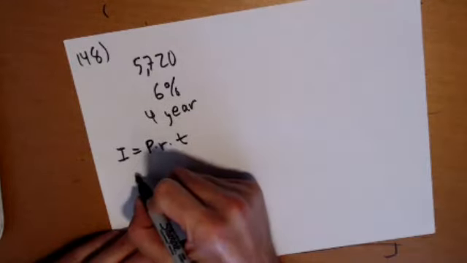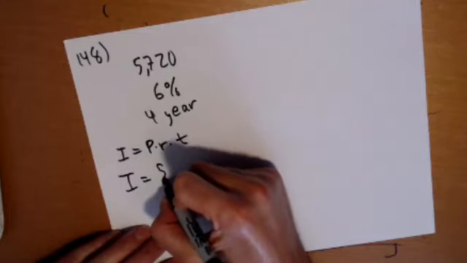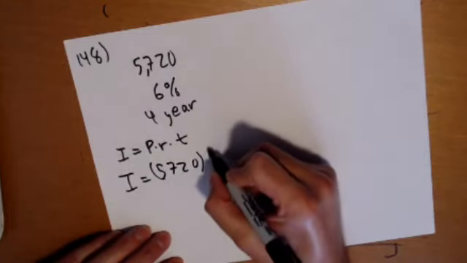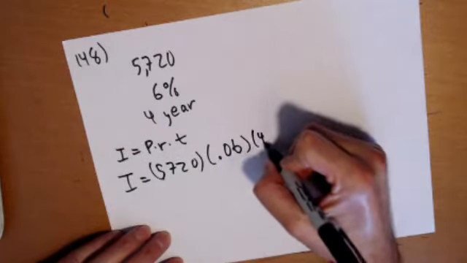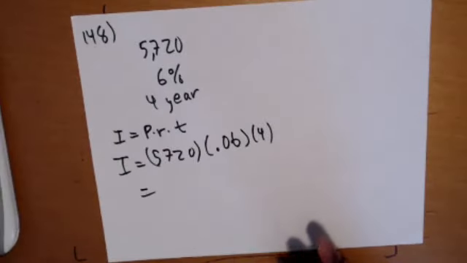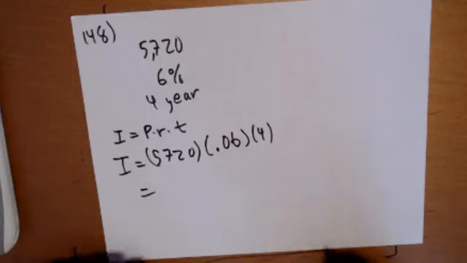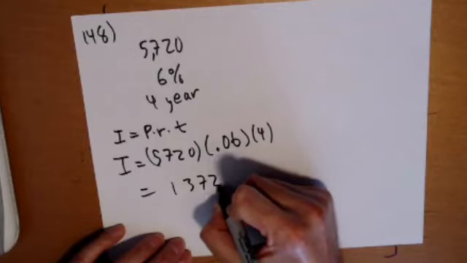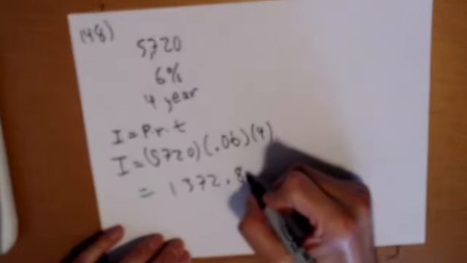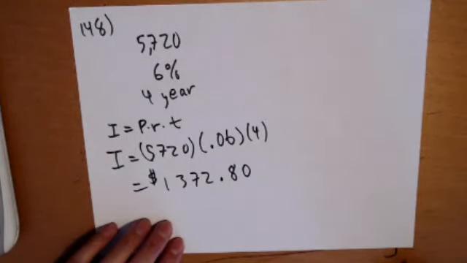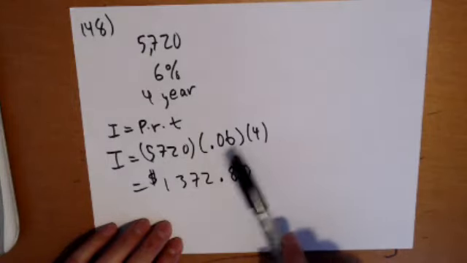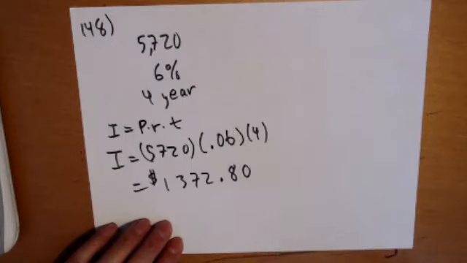So the interest earned is the principal, 5,720. The rate, 0.06. See, I turned 6% to 0.06. And the time, 4. So just throw that on your calculator. 5,720 times 0.06 times 4. Enter. 1,372.8. Since we're talking money, maybe add an extra 0. Put a dollar sign. Ta-da! Did I do that right? 5,720 times 0.06 times 4. Cool.